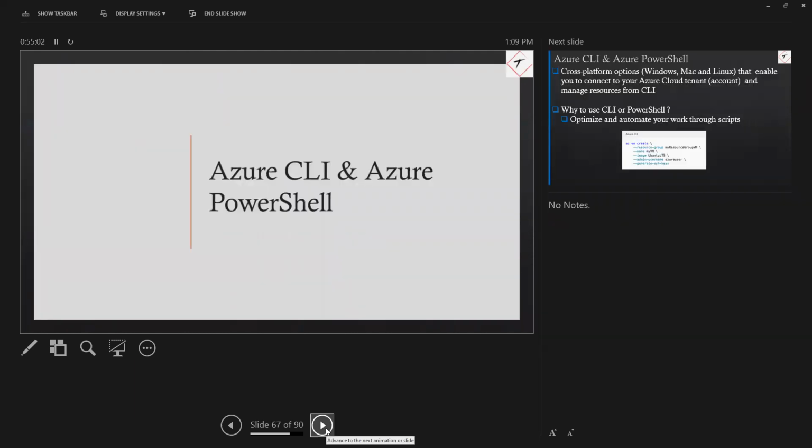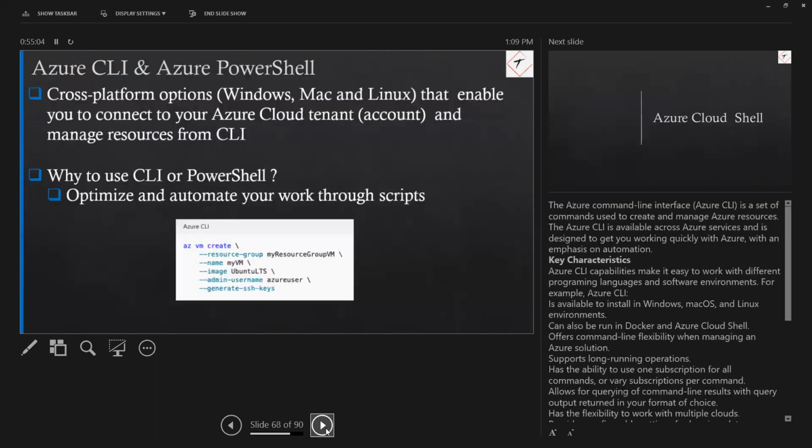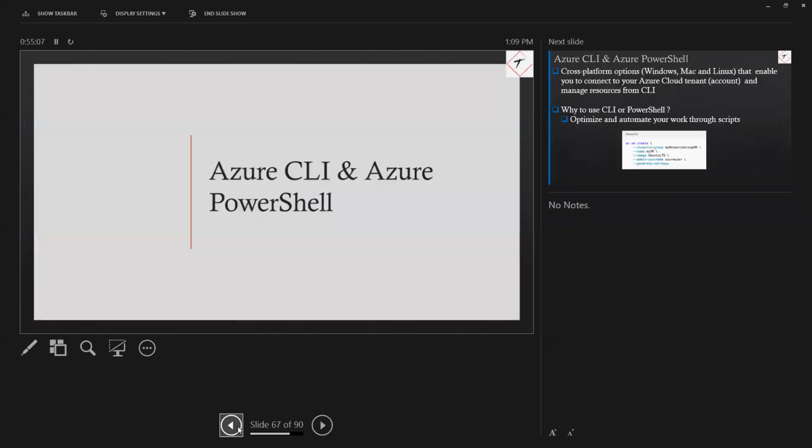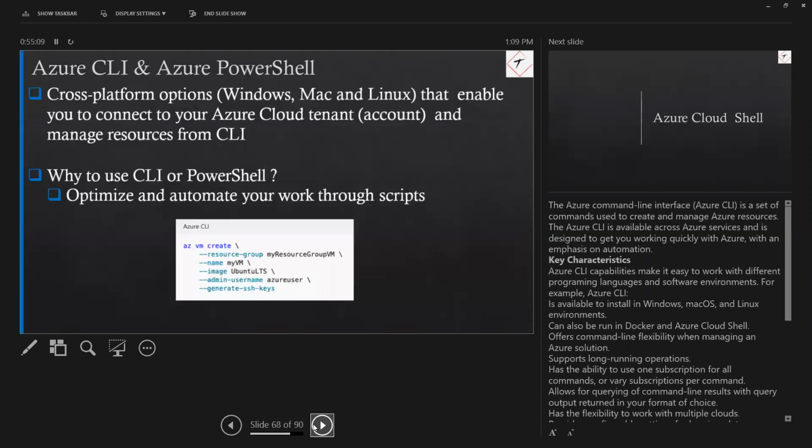So let's look into what is Azure Command Line Interface. Azure CLI is a set of commands used to create and manage Azure resources. Azure CLI is available across Azure services and is designed to get you working quickly with Azure with an emphasis on automation. The key characteristic of CLI is capabilities making it easy to work with different programming languages.